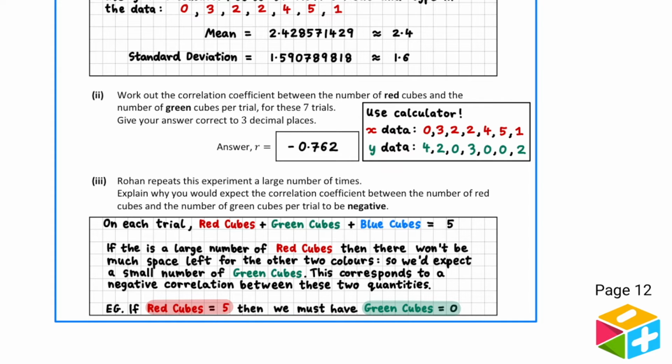Since larger numbers of red cubes correspond to smaller numbers of green cubes, we have a negative correlation between the 2 quantities.